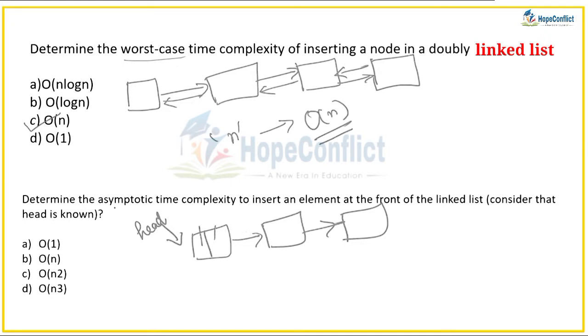They are asking to determine the asymptotic time complexity to insert an element at the front. Suppose you have to insert an element at the front. First of all, you will create a node. In that node, you will store the address of the node to which the head is pointing, like this, and you will store the value as well. Suppose you want to insert a node having value 23. Now you will make the head pointer point to this particular node. This is how we inserted an element at the front of the linked list.